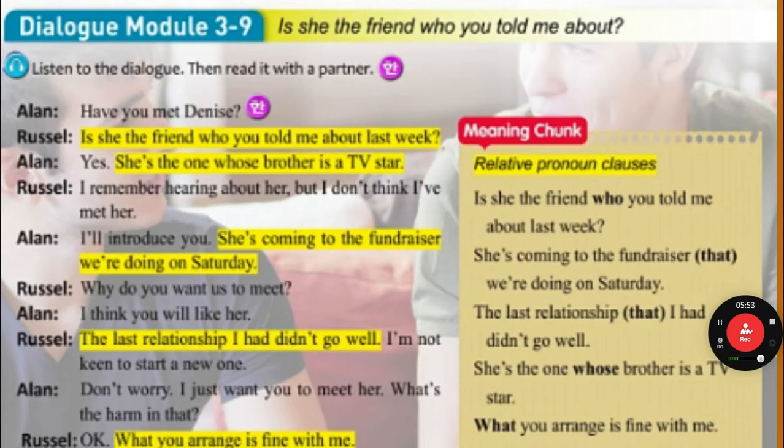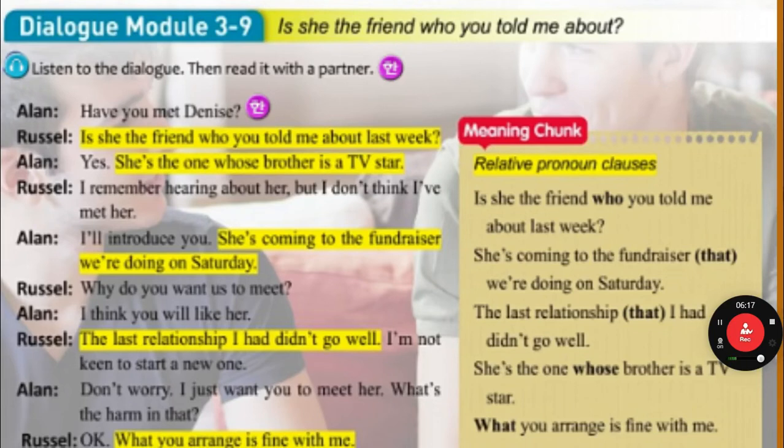Listen to the dialogue. Listen first. Have you met Denise? Is she the friend you told me about last week? Yes, she's the one whose brother is a TV star. I remember hearing about her, but I don't think I've met her. I'll introduce you. She's coming to the fundraiser we're doing on Saturday.